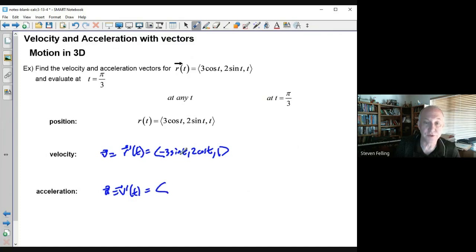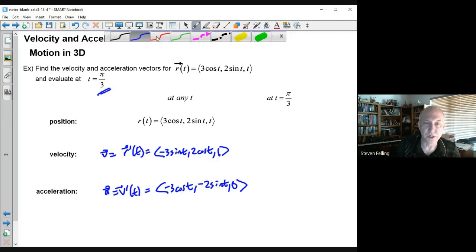So the derivative of this, the derivative of sine is cosine, so this would be negative 3 cosine t. And then the derivative of cosine is negative sine, so negative 2 sine of t, and the derivative of 1 is 0. Okay, and then you could find the particular values for position, velocity, or acceleration at any given time or any given parameter value. So you just plug the parameter values in.